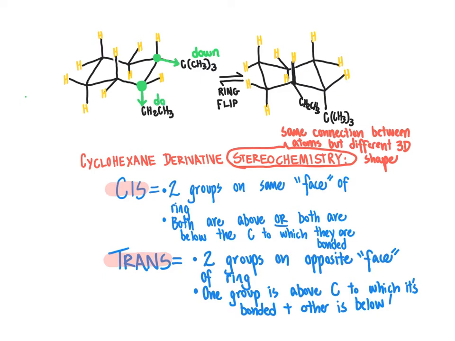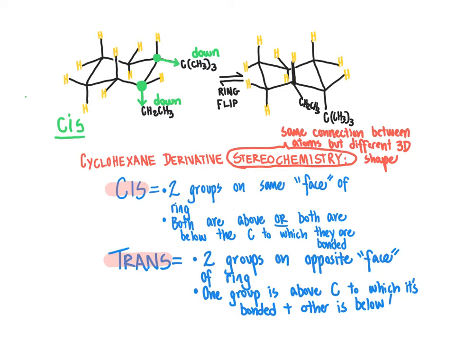So I'm going to go ahead and label that as down as well. And therefore, since both of these groups are on the same face of the molecule, they're both pointed downward relative to the carbon that they're bonded to, we would describe this molecule as being cis, or same, meaning those two groups are on the same face of the molecule. We then do the ring flip of this molecule.